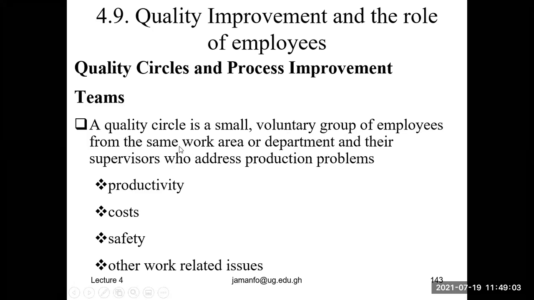So a quality circle is a group of employees from the same work area or department and their supervisors who address production problems, such as how do we reduce cost, how do we improve productivity, how do we bring improvement into what we do? Whether we are in the communication department, the public relations department, the purchasing department or the marketing department, there is always a chance for improving what we do. And so quality circles brainstorm.